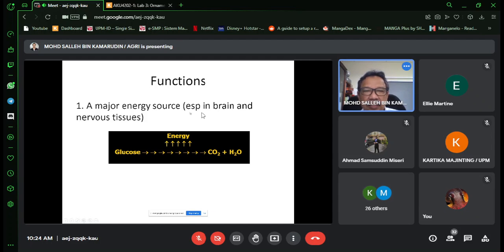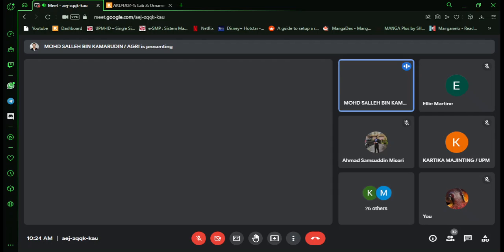And this is also especially important in the brain and also nervous tissue as a major energy source. Yeah? And I think you know what is this. When the glucose is converted into energy, the outcome will be the carbon dioxide and water. That's what kadang-kadang kita pun most of the carbon dioxide.